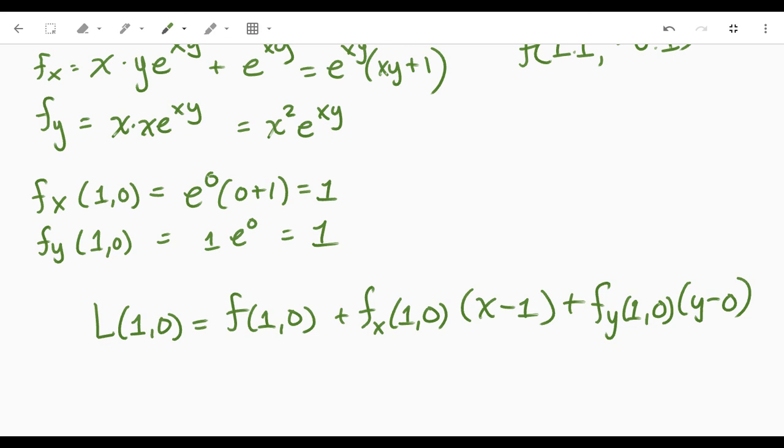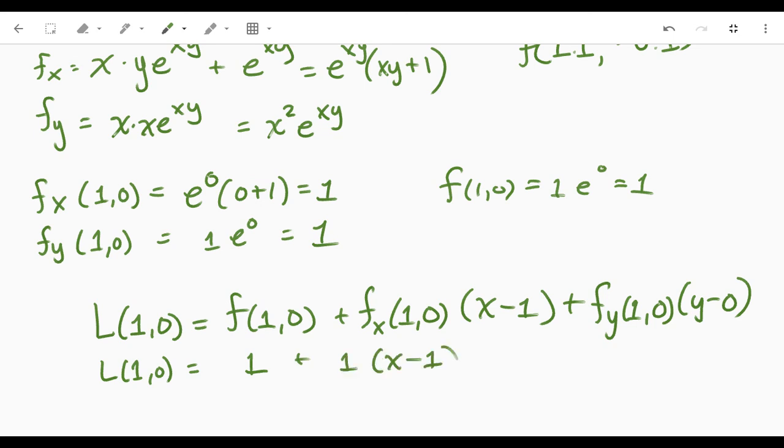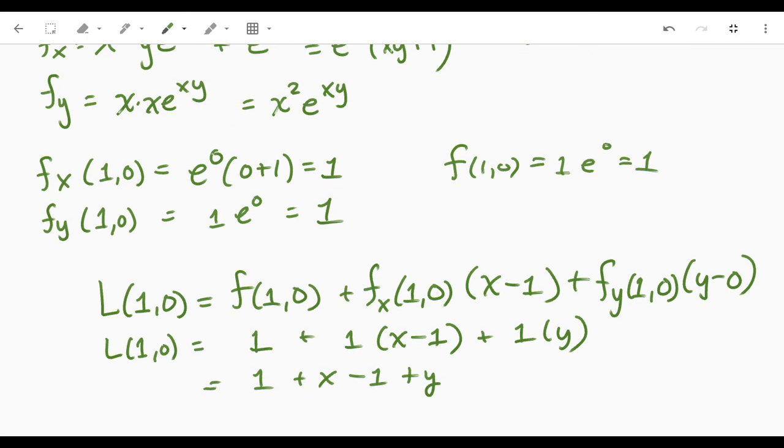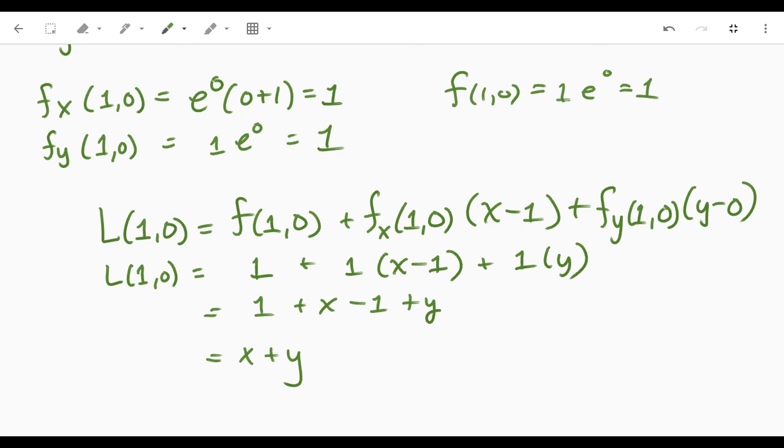Okay, so f of (1, 0) we also need, so that would be 1 times e to the 0, which is 1. So your linearization at (1, 0) is 1 plus 1 times x minus 1 plus 1 times y. In other words, it would be 1 plus x minus 1 plus y, so it's just going to be x plus y.